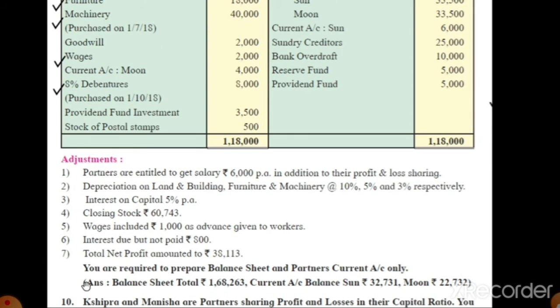Now what is the last sentence they give us? You are required to prepare the balance sheet and partners' current account only. Student, in this problem we have to prepare only the balance sheet and partners' current account. It means whenever in exams they ask this type of question, we have to prepare only the balance sheet and partners' current account. So in this video we also prepare the balance sheet and partners' current account. In your self study, you prepare the full final account. Because we already discussed the effect of all the adjustments, you can easily prepare the partnership final account. But now in the next slides we only prepare the balance sheet and partners' current account.